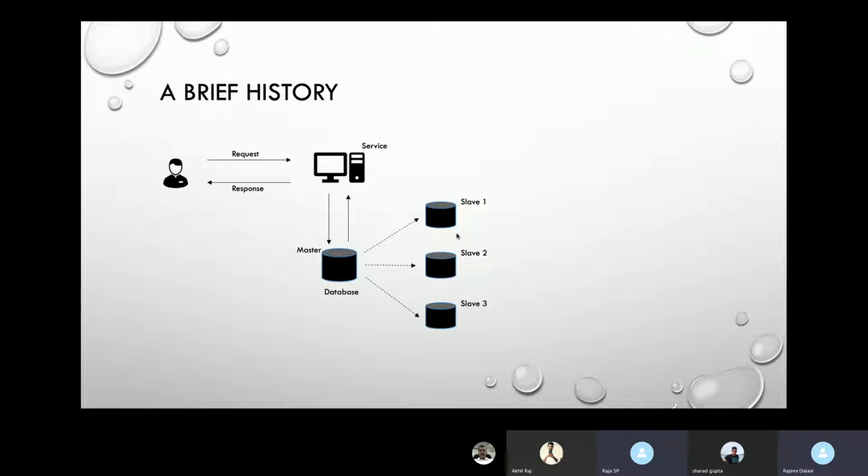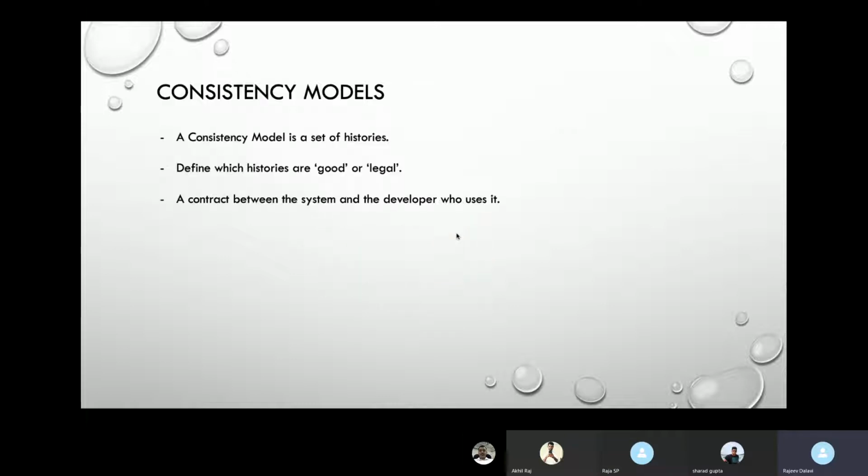Let's see. Okay. So, without much further ado, we'll take a look at consistency models. So, what are consistency models? Right. So, a consistency model is a set of histories. Basically, what they define is which histories are good and are legal.